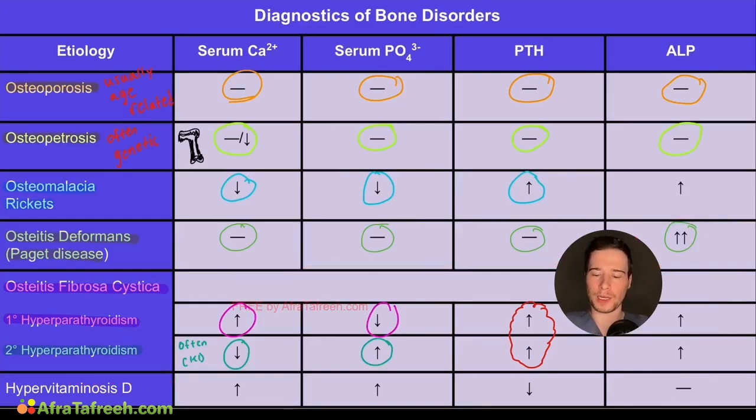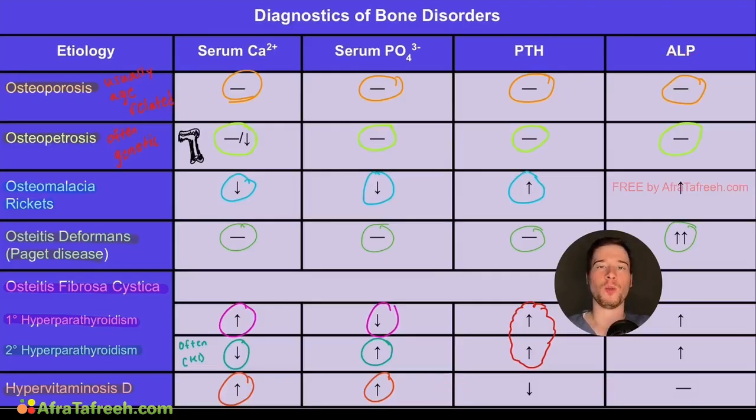Now, the final one we're going to talk about here is hypervitaminosis D, and this is going to present with increased serum calcium level because we know that vitamin D plays a role in our reabsorption of calcium from the body. So it makes sense that hypervitaminosis or hypervitamin D excessive levels can bring back more calcium. We're going to see elevated levels of phosphorus as well because this can also act to bring back more phosphate into the body. We're typically going to see a decrease in PTH and no change in ALP.